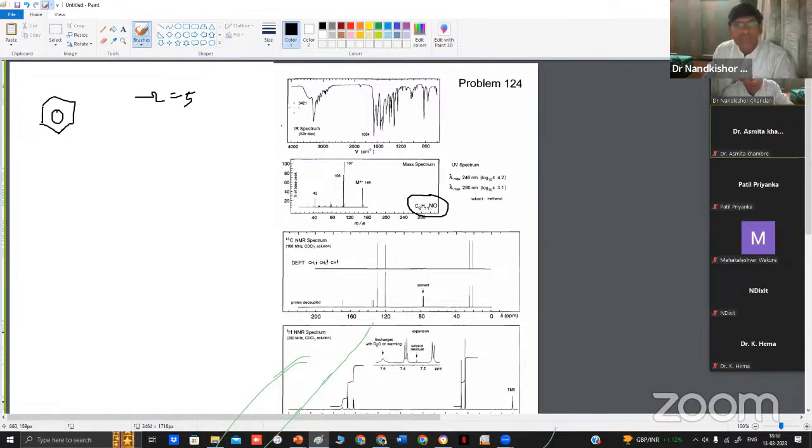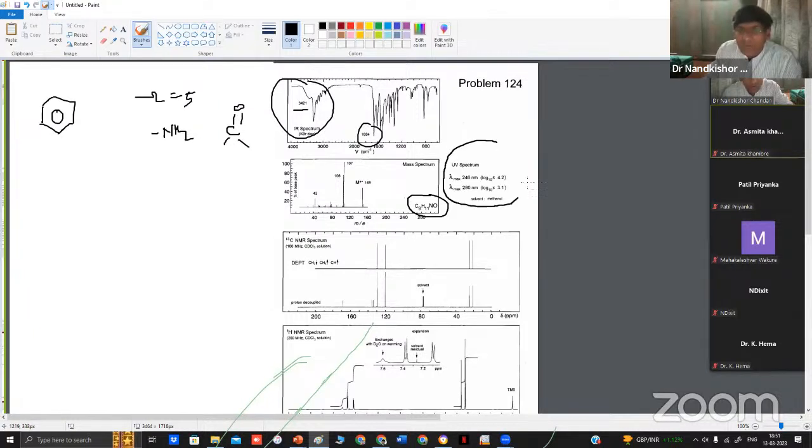Now comment on the IR spectra. What is there? 3400. That is a nitrogen and hydrogen stretch, which confirms there is a presence of an NH stretch, because in the molecular formula there is a nitrogen. So the NH2 group is also confirmed from this. Now come to the IR stretching frequency. There is a carbonyl group present in this molecule too. So from the IR, what information will you get?